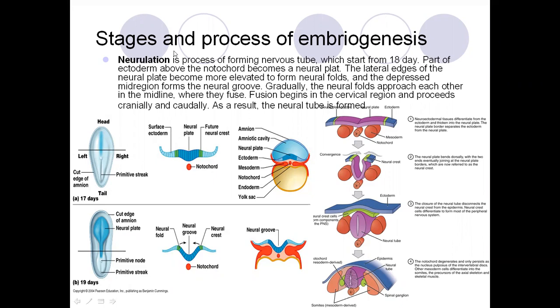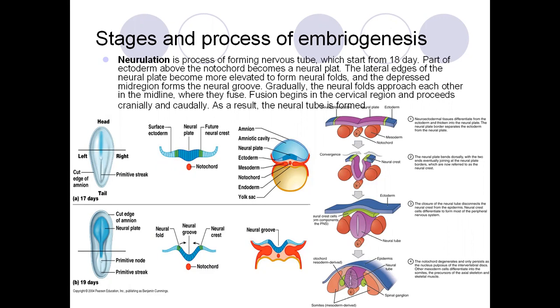And differentiation of ectoderm. Differentiation of ectoderm is part of histogenesis also. So histogenesis is the process of differentiation of the three layers: ectoderm, endoderm, and mesoderm.